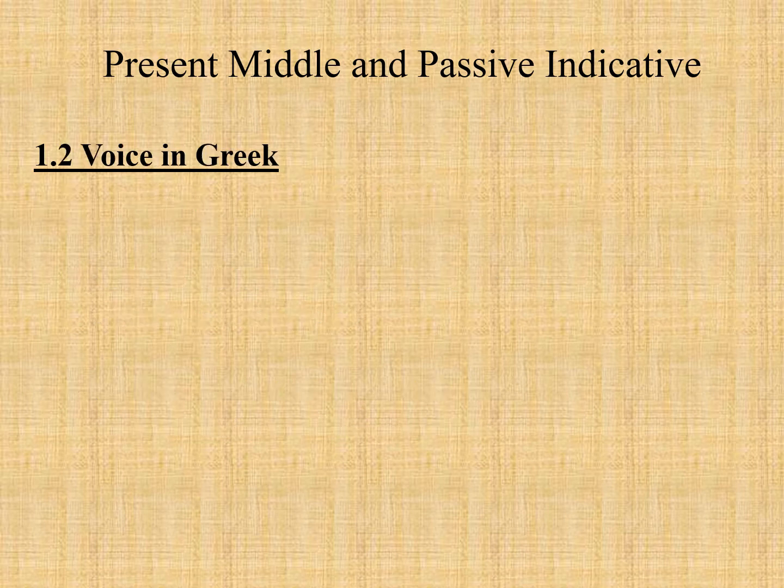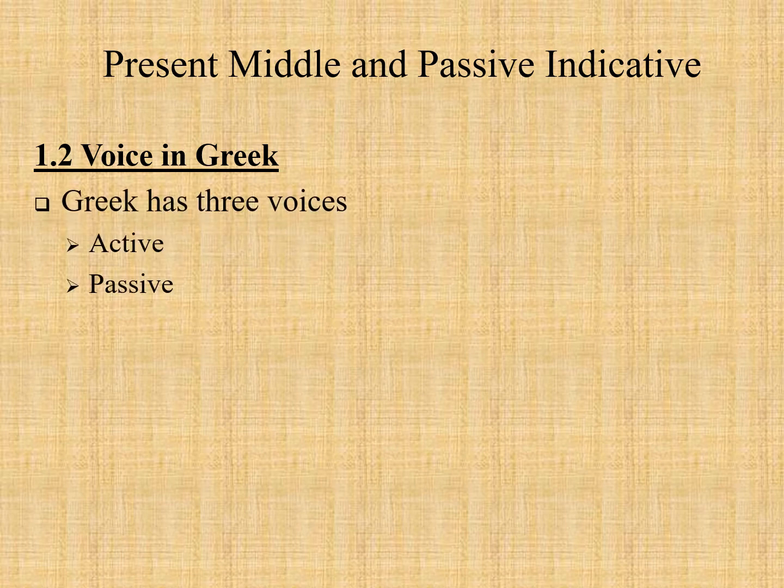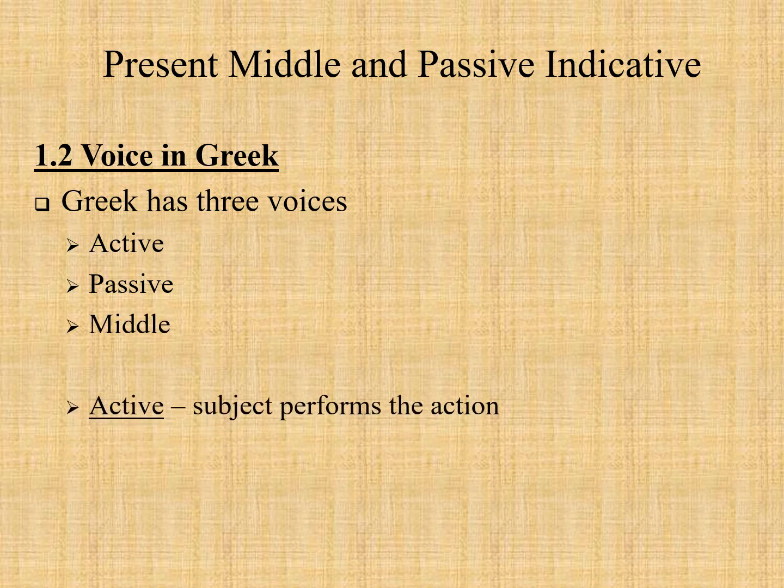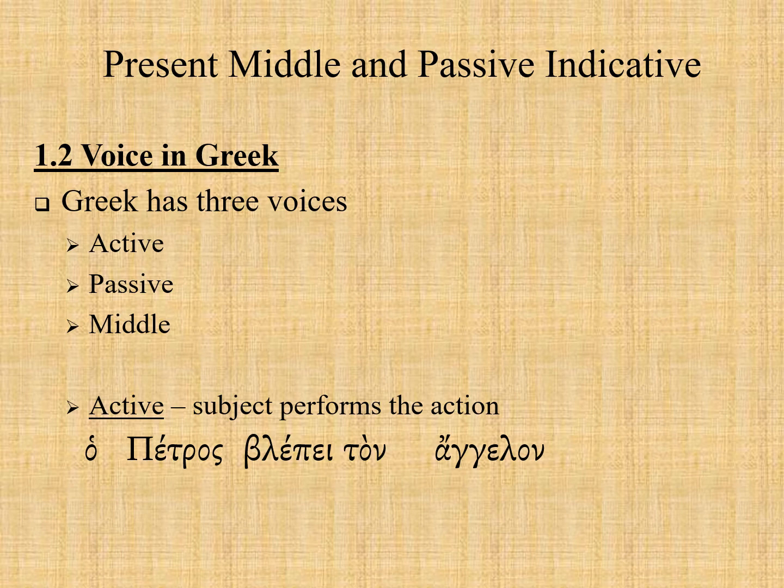However, in Greek, we have three different voices. We have the active and passive as in English, but we also have what is known as the middle voice. So in active, the subject performs the action. Here is an example in Greek: ho Petros blepei ton angelon. As you can see in this example, ho Petros is in the nominative case and is the subject of the action. So Peter is the one who sees, blepei, and ton angelon is in the accusative. So that's the direct object of the sentence. Peter sees the angel or the messenger.